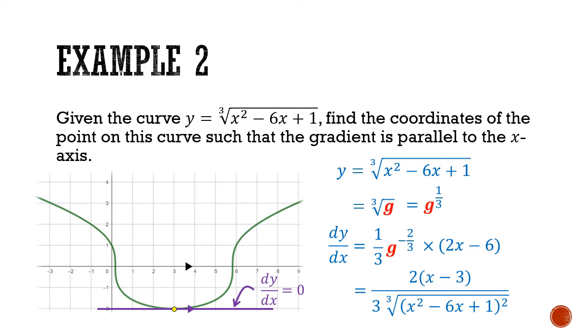Well, the only thing that's important is that when we sub in dy/dx to be 0, we only need to consider the numerator. So the numerator will be equal to 0. Therefore, x has to be 3. And we can substitute x equals 3 back into the original equation. And that will tell us that y equals negative 2. Hence, the coordinate is (3, -2).